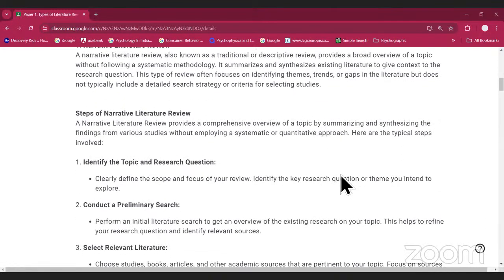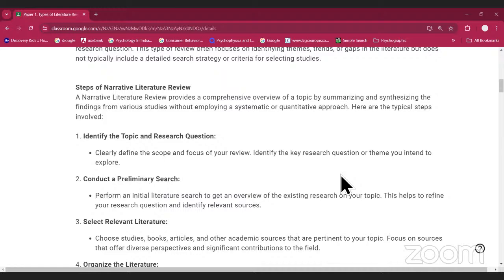Now next. Steps of narrative literature review. A narrative literature review provides a comprehensive overview of a topic by summarizing and synthesizing the findings from various studies without employing a systematic or quantitative approach. Here are the typical steps involved. Number one, identifying the topic and research question. Clearly define the scope and focus of your review. Identify the key research question or theme you intend to explore.